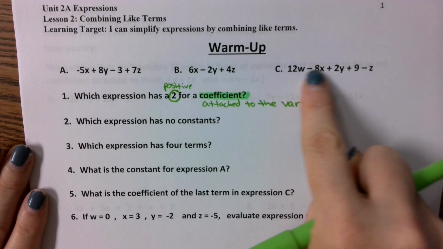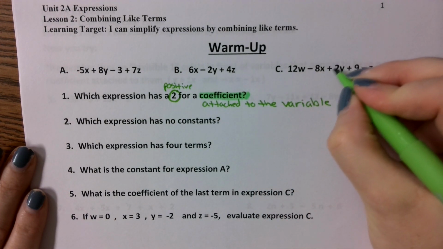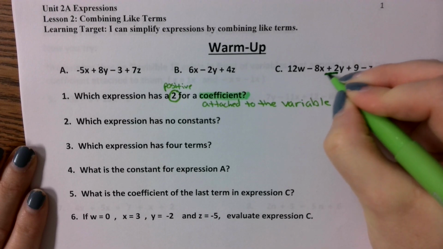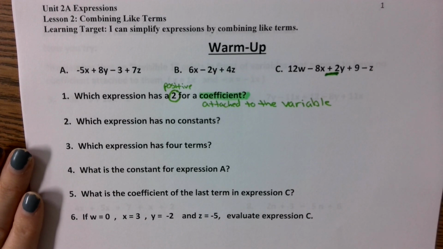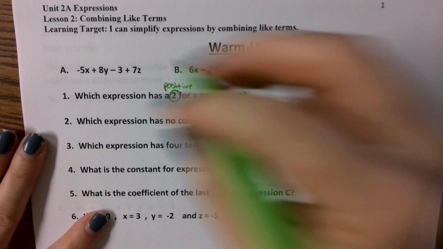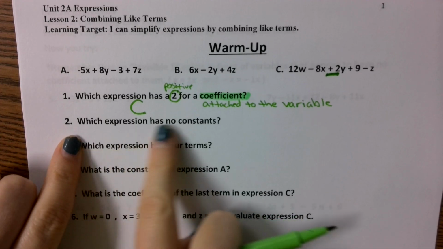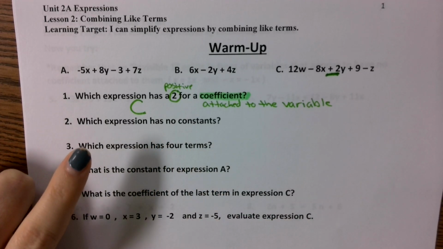It's not the same as a positive 2. So the only one that's going to work is expression C. Expression C has a positive 2 as the coefficient. So we've got expression C is going to work. Okay? Problem number 2. Which one of these expressions has no constant?